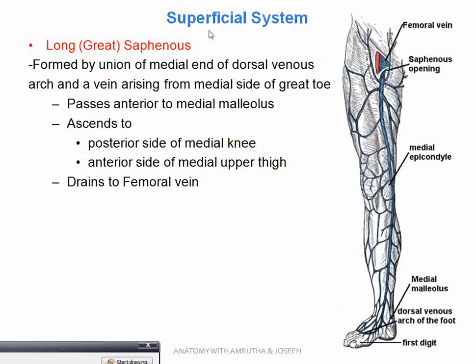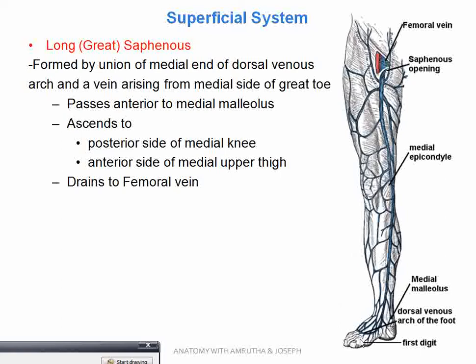Now the superficial system, the great saphenous vein. It's formed by the union of the medial end of the dorsal venous arch. The dorsal venous arch is a venous arch seen on the dorsal aspect of the foot. On the medial aspect, it continues as the great saphenous vein.